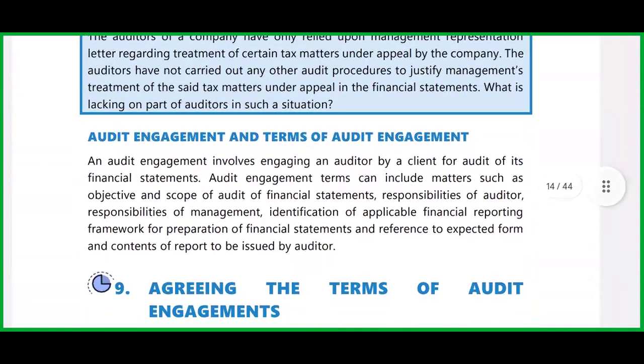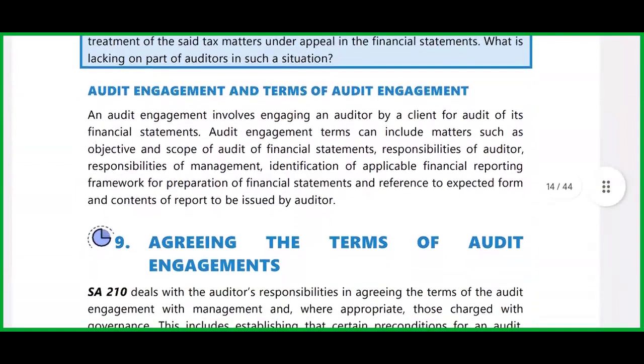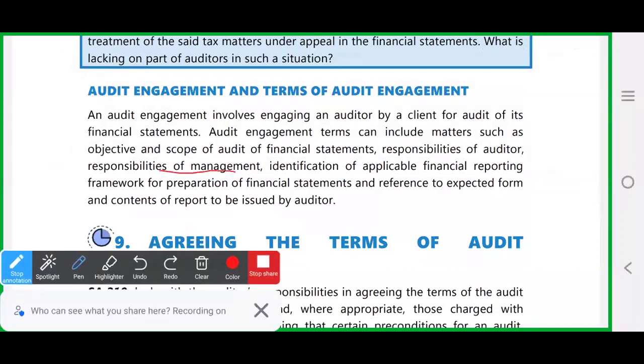All right. Next is audit engagement. What is audit engagement? So basically, it is the auditor engaging or involving in the client and its financial statements. It includes matters such as objective and scope of financial statements, responsibilities of auditor, responsibilities of management, identification of the applicable financial reporting framework, the FRF, and all the contents of the report that has to be issued by the auditor.